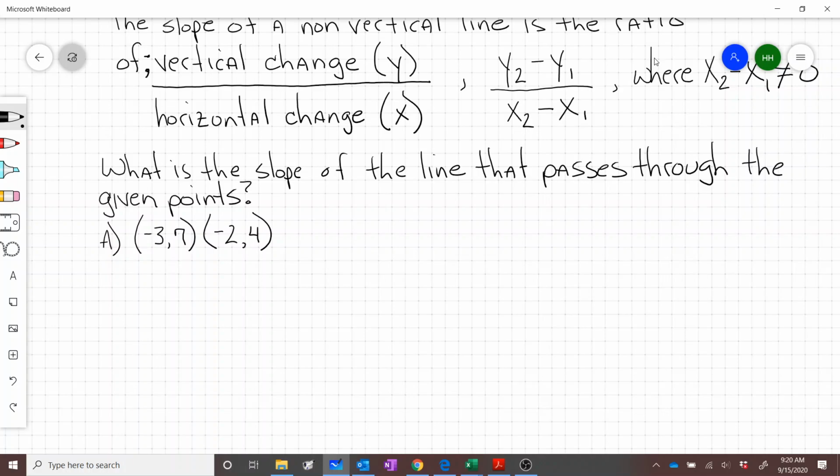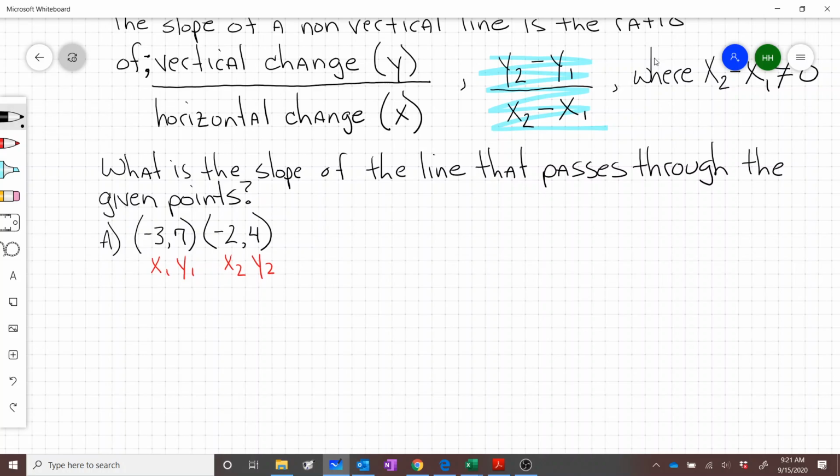Alright, so we're going to find the slope of a line that passes through these points. So this right up here, here's our slope formula. What I recommend you do is label the points. Here's our x sub 1 and our y sub 1, and our x sub 2 and our y sub 2.